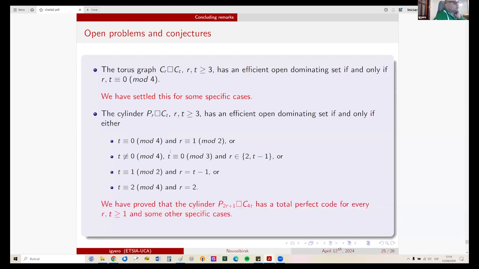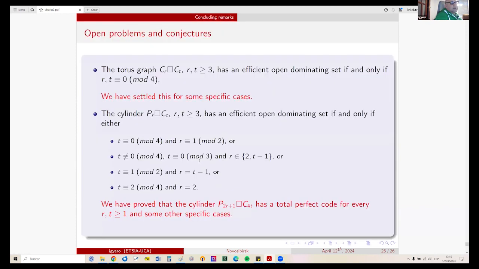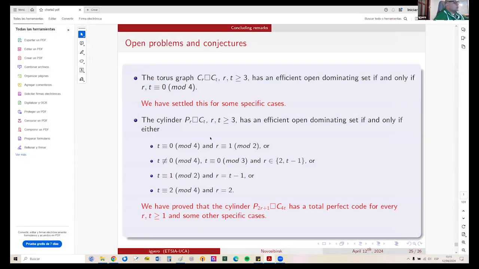We have proven that for the cylinder, when the order of the path is 2R plus 1 and the cycle is C4, then it has a total perfect code, an efficient open dominating set, for every value R and T. And there are some other specific cases, which are smaller cases, I would say. And with this, I'm finishing my talk. It's a little earlier than I supposed, but I think that is quite enough. Then you can ask anything that you would like.